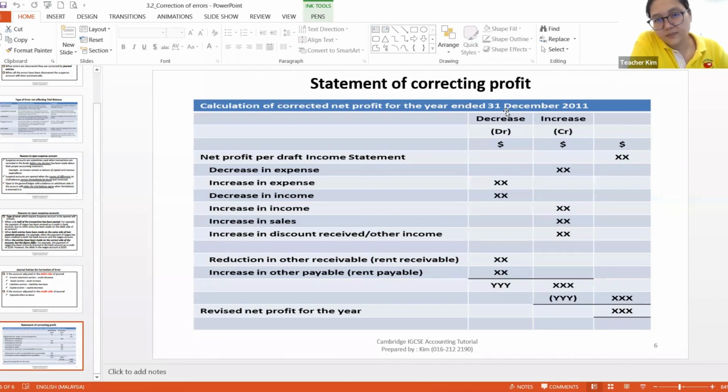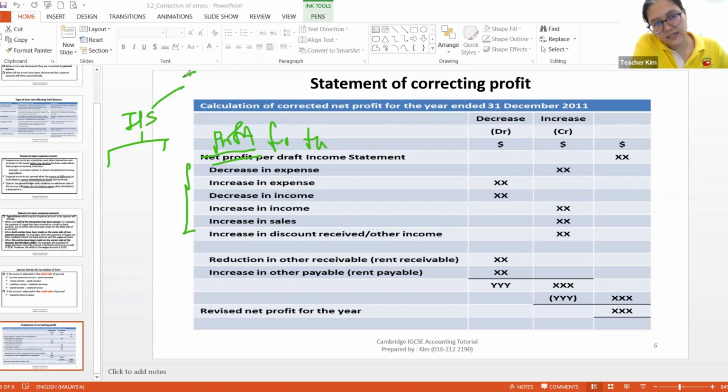A statement of correcting the profit. Start with the profit for the year, okay? Because in the question normally they will give you the profit for the year, how much it is. And then from your journal adjustment, the journal entry that you put debit and credit. As I say, if it is an income statement related account, whether it's income, revenue, cost, or expenses, so long as the adjustment is on the debit side, it will reduce the profit. If the adjustment is on the credit side, it will increase the profit.